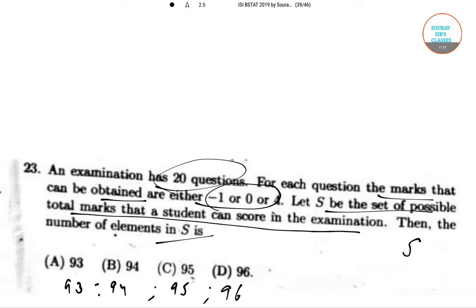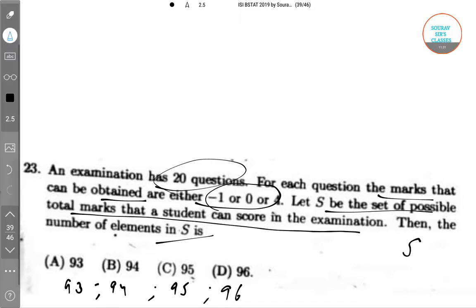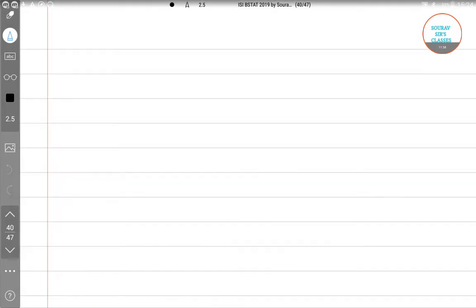Four options are there, out of which any one is correct. So let's solve this question. This is going to be a very interesting question, as it seems from reading the question. Now the important thing to note is that zero in the question has the role of a modulator.